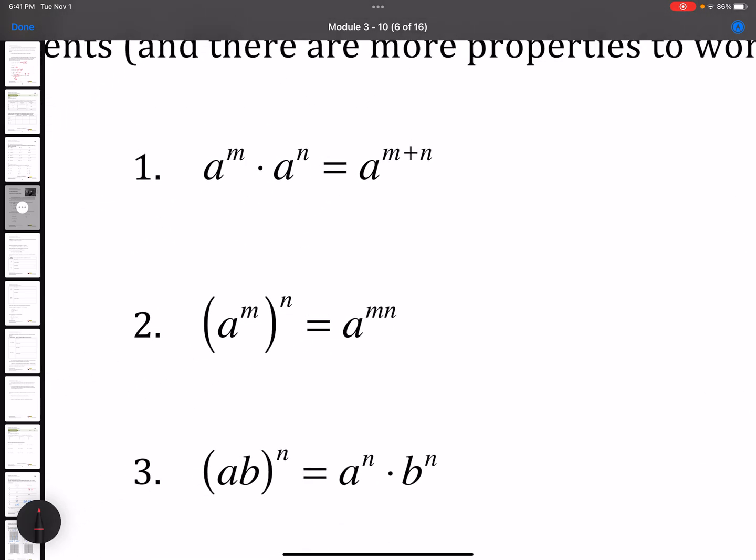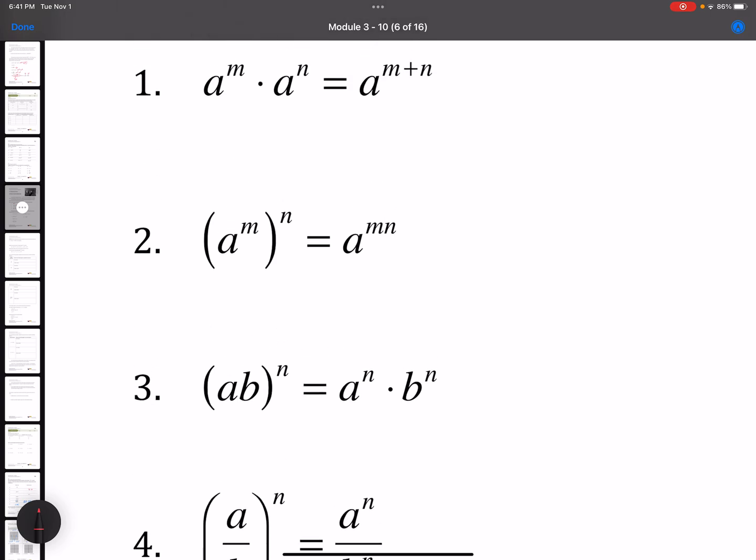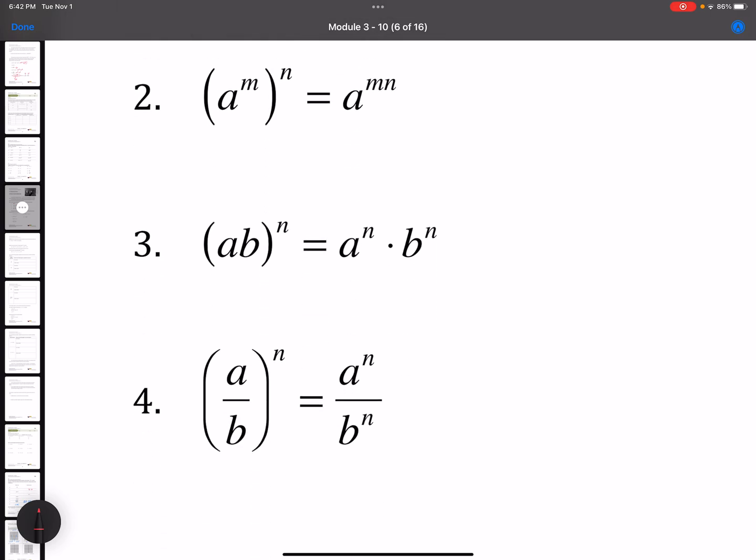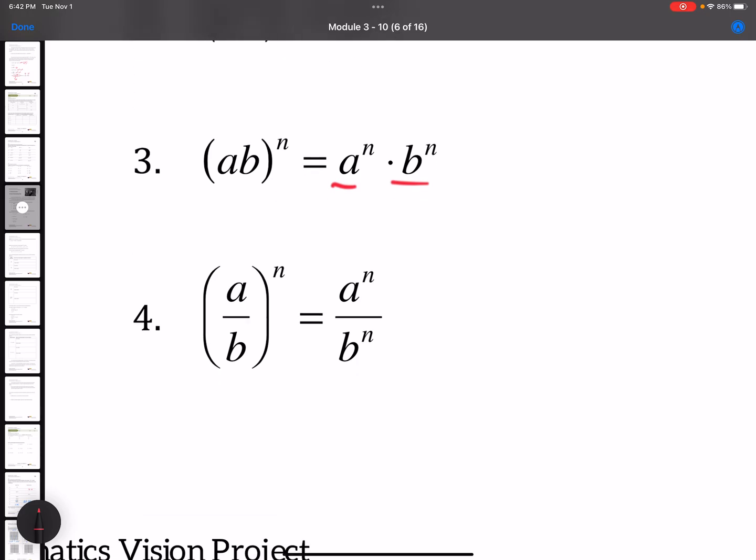She says when you multiply two powers of a with different exponents, m and n, you add those exponents. So a to the m times a to the n equals a to the m plus n. And then if you raise one exponent to another exponent, you multiply them. And similar to radicals, if you have two factors being multiplied, you can raise each of those to the same power. So a times b to the n is the same as a to the n times b to the n. Same thing for division.